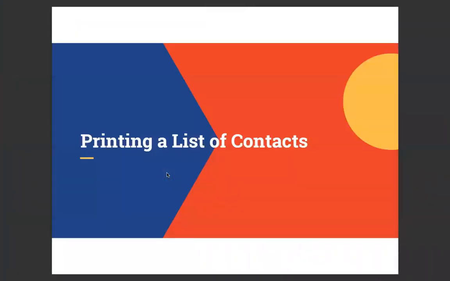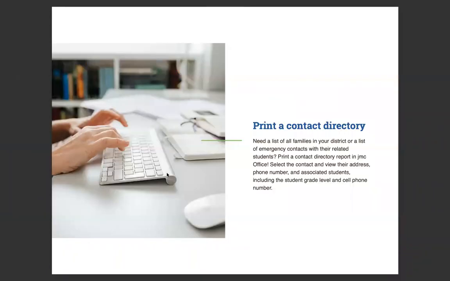I sure can. Great. Printing a list of contacts. Take it away, Lois. Okay, so if you need a list of all families in your district or a list of emergency contacts with their related students, print a contact directory report in JMC Office. Select the contact and view their address, phone number, and associated students. Include the student grade level and cell phone number.